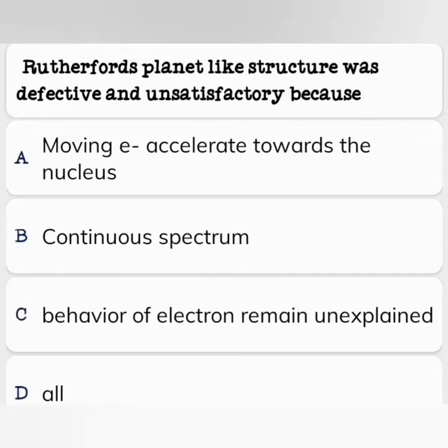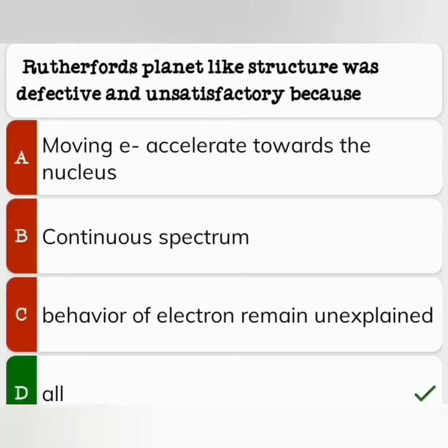Rutherford's planet-like structure was defective and unsatisfactory because A. moving electron accelerates towards the nucleus, B. continuous spectrum, C. behavior of electron remains unexplained, D. all. Yeah, so the right option is all.